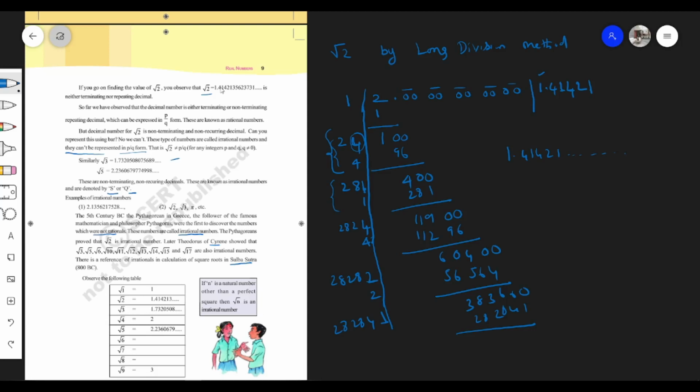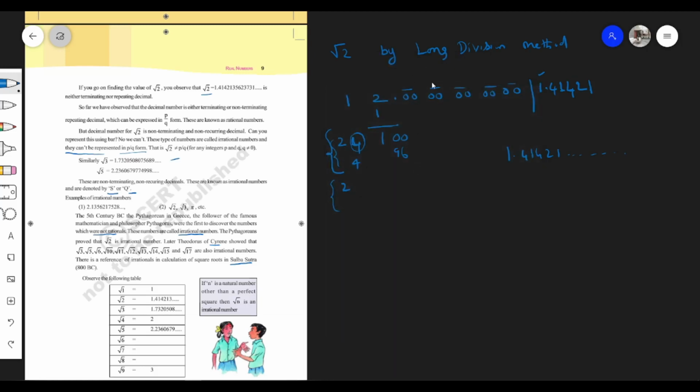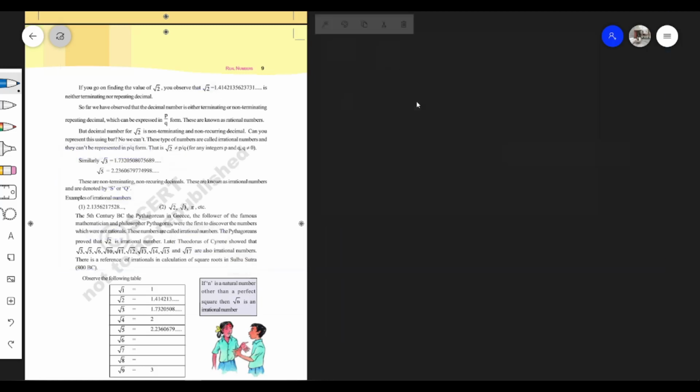Right? Do you understand the process? Try on your own. Okay, I'll help you to do root 3 also, square root of 3. Then you have to find the square root of 5, the value of square root of 7, likewise. So let me find, for your convenience, square root of 3 by the long division method. Right? Shall we start in the same manner? Why not?